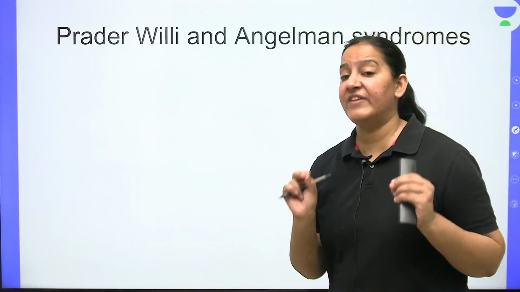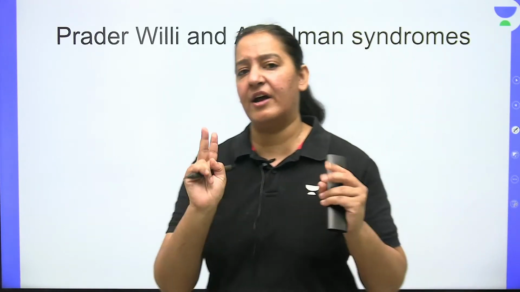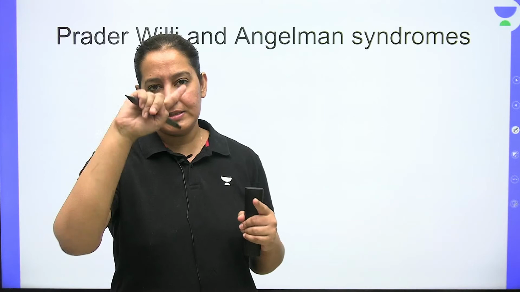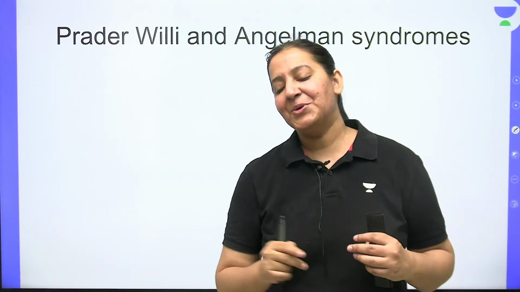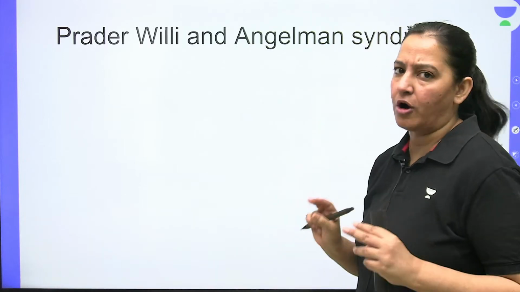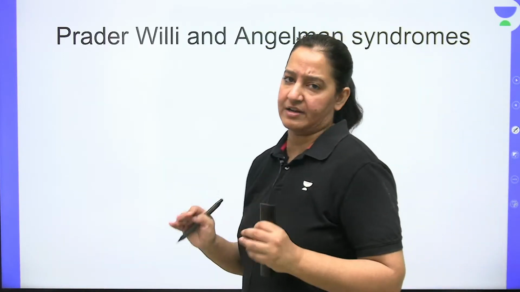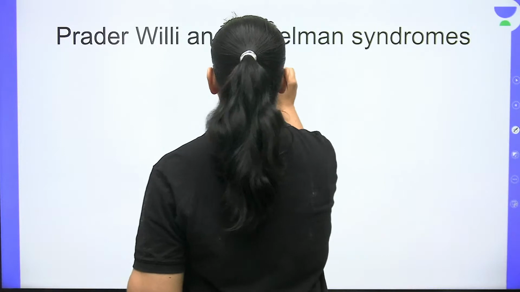Anyway, the next difficult, not difficult but tricky and confusing topic is the two syndromes or diseases written in front of you: Prader-Willi and Angelman. So it is very easy once you get the concept. Otherwise, students always get confused in that. Okay, let me draw a human cell.